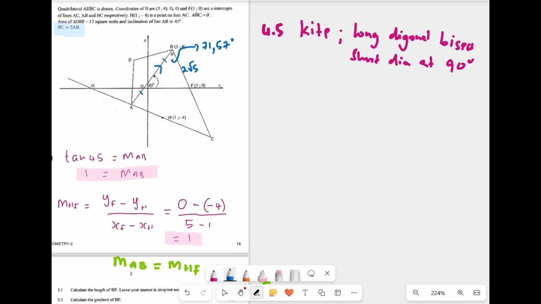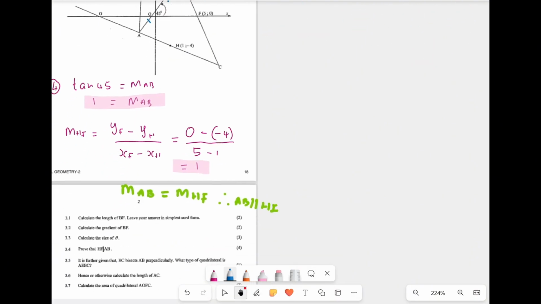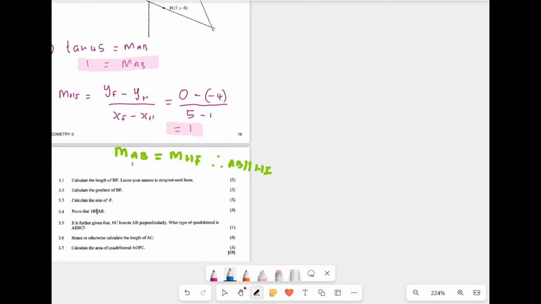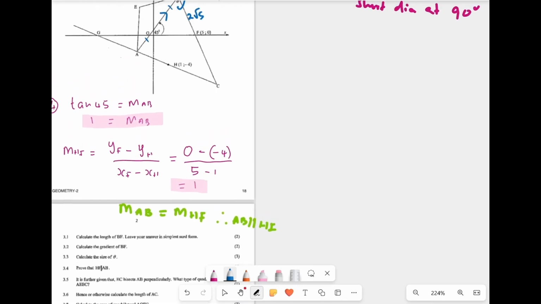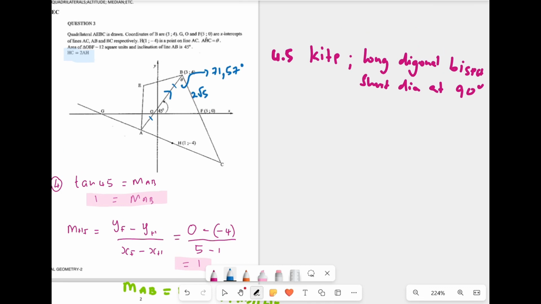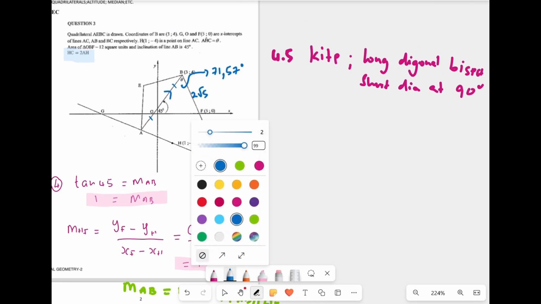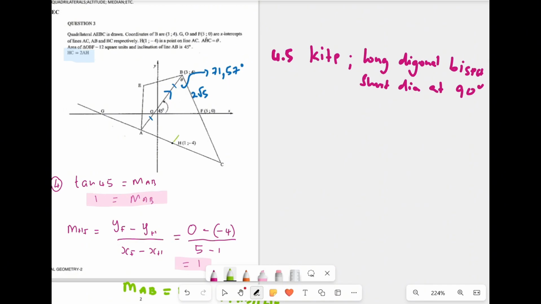Now, let's move to question number 6. Hence or otherwise, calculate the length of AC. So we are looking for the length of AC now. Remember here we said these two lines are parallel.